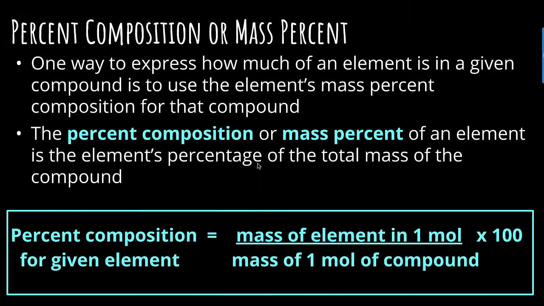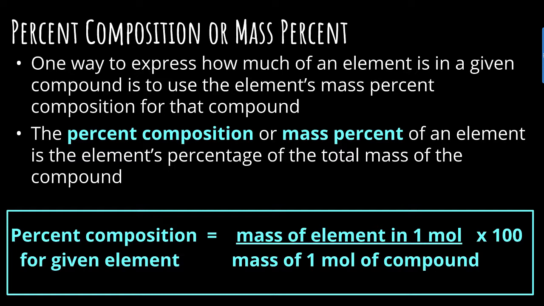So one way to express how much of an element is in a given compound is to use what's called the element's mass percent composition for that compound. You can use the term percent composition or mass percent to describe the element's percentage of the total mass of the compound. So this is the formula you would use to do that.